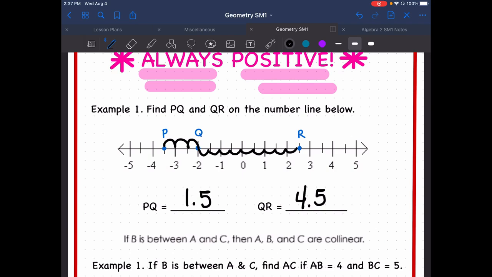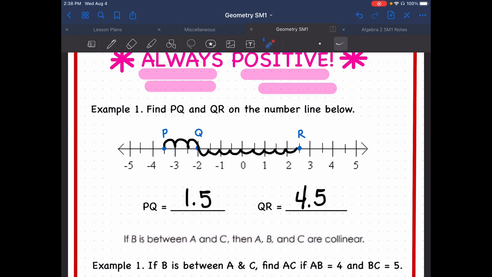If B is between A and C, then A, B, and C are collinear. So when you see this statement, what this means is I can just write this first sentence. I can change that comma to a period, and I'm letting you know what the picture looks like without actually drawing it for you. So I'm showing you that there's this line segment. One point is A, one point is C, and somewhere in between is B.